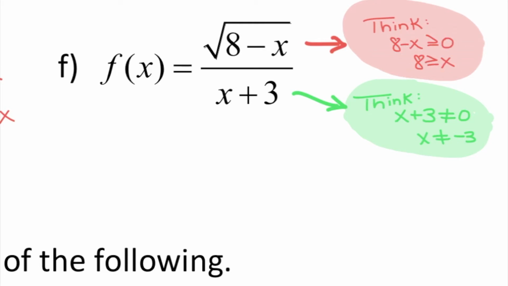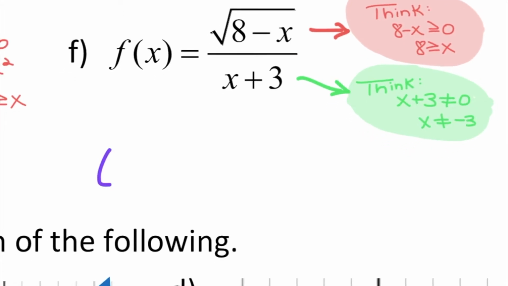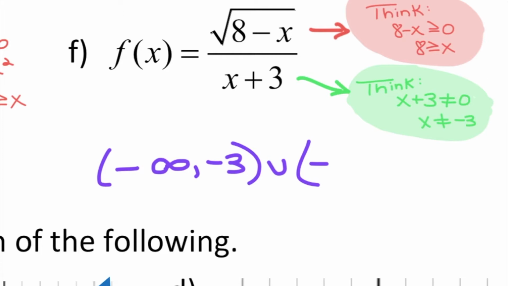And all x values are going to be to the left of or less than positive 8. 8 is bigger than all x values. And of all those x values, you are not going to have a value at x equals negative 3. And so when I write my domain, I'm going to go from negative infinity to negative 3, not including negative 3 because that's an asymptote. And then from negative 3 to positive 8, including 8 because there will be an endpoint at 8. So stay tuned for that video.